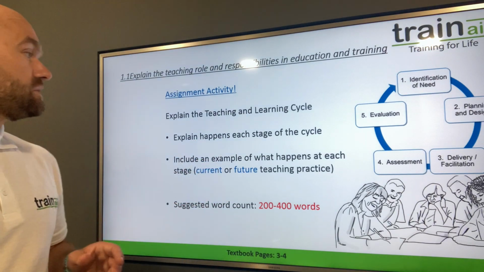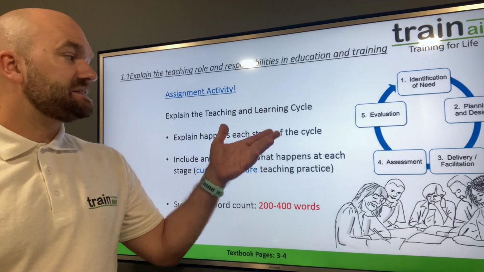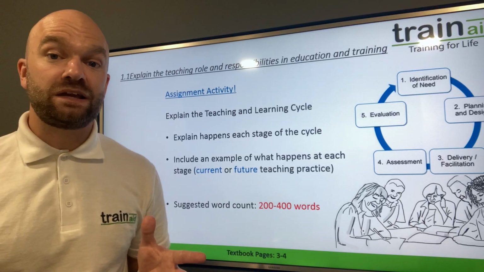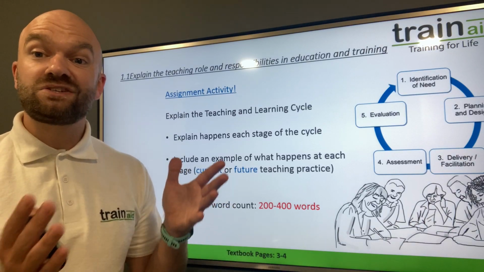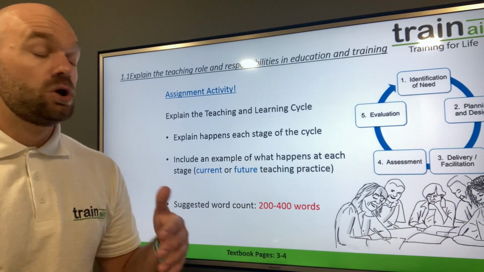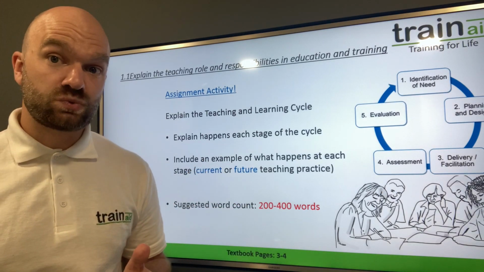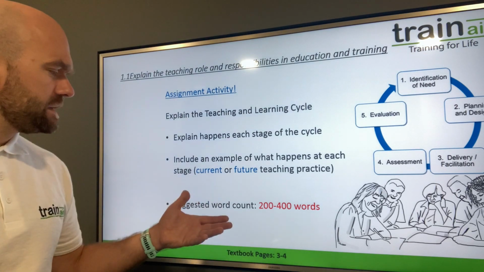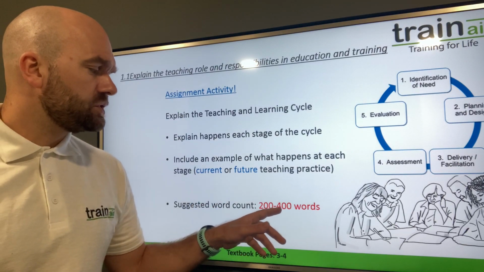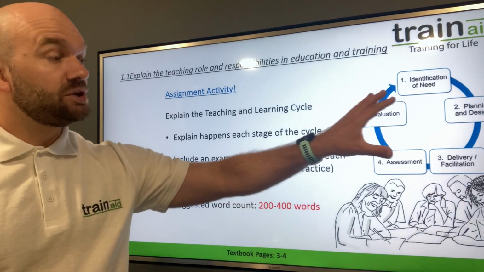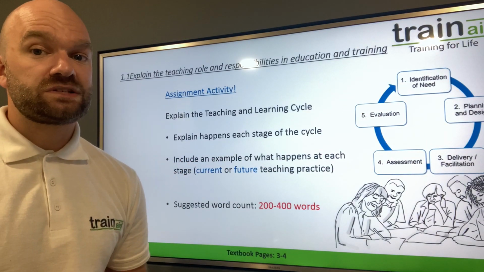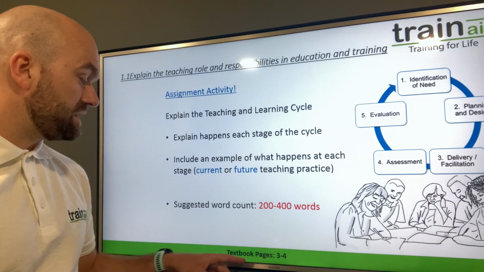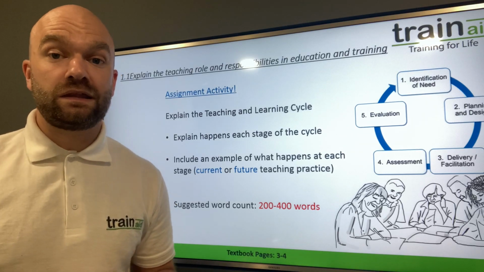So what we are looking for you to explain is what happens at each stage of the cycle. You can, of course, include examples at each stage. So if you're already teaching, things that you've done already as a teacher or trainer, or things you might want to use in the future as well. Why not include one example at every stage? In terms of a word count here, we're looking for roughly 200 to 400 words. You can include a picture of the teaching and learning cycle if you wish. You can find information on the teaching and learning cycle in pages 3 and 4 in the textbook as well.